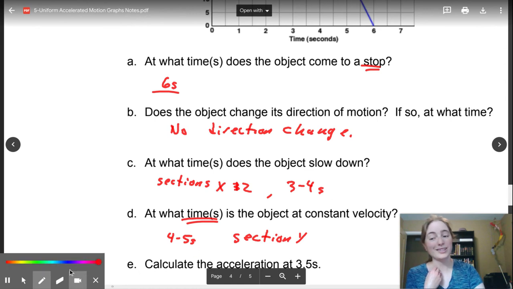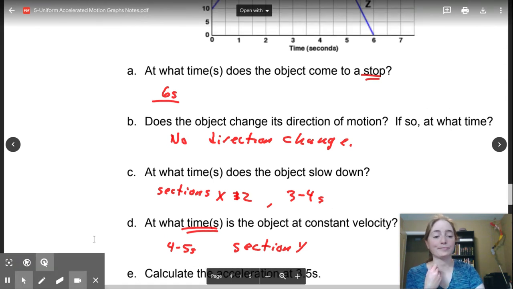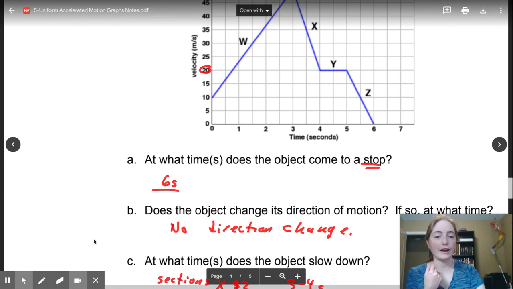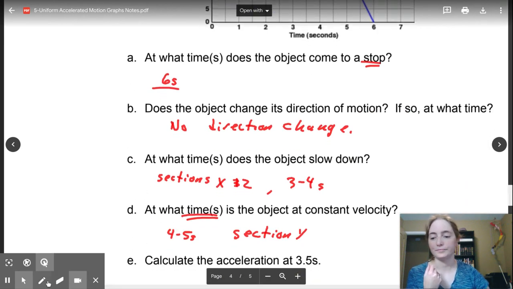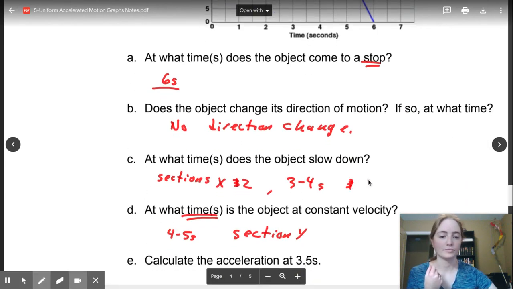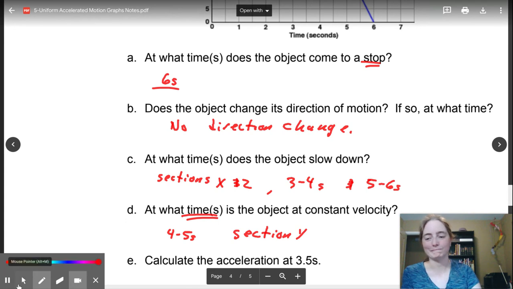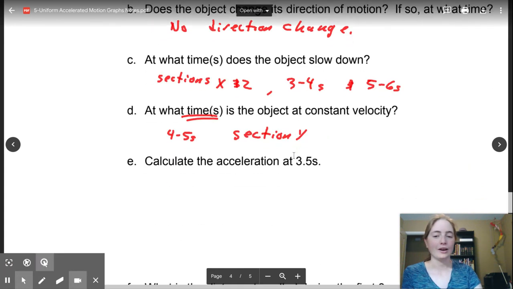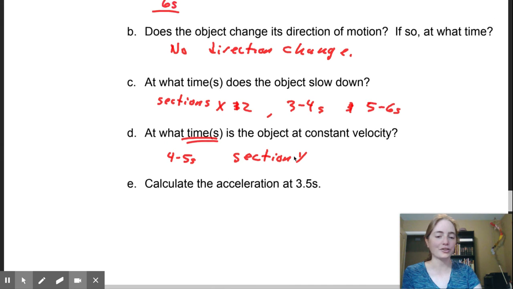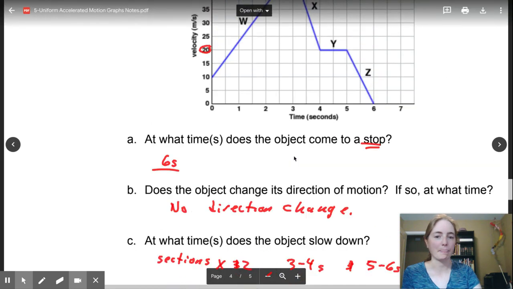And because the question does say time, and then 5 to 6 seconds. Okay, so 3 to 4 seconds and 5 to 6 seconds. Cool beans? Cool beans. All right, calculate the acceleration at 3.5 seconds. Okay.